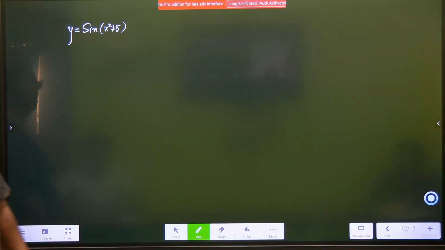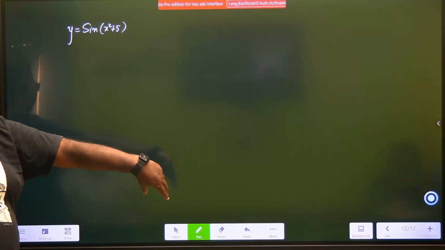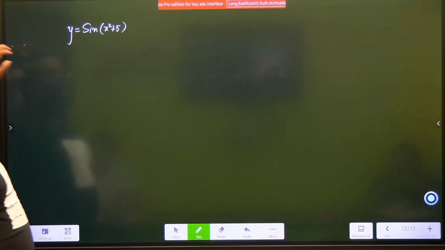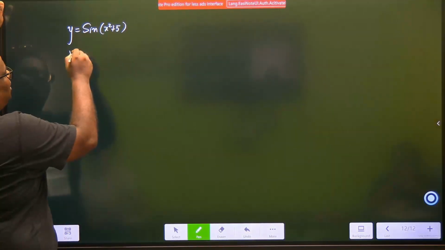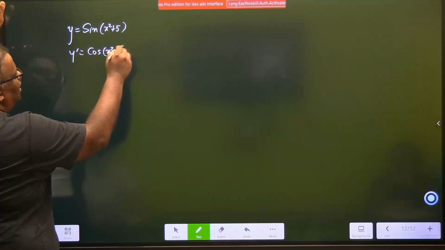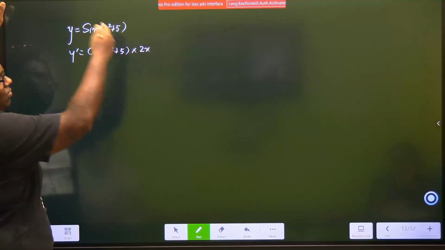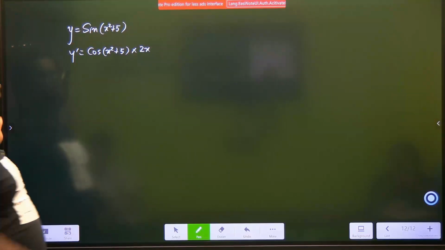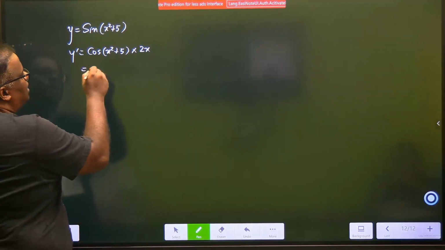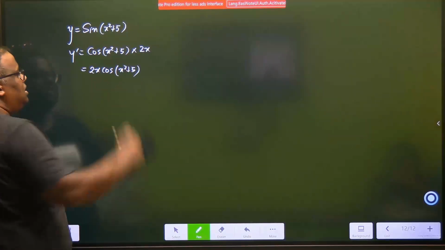What is the dog here? I told you, by 11:30, still not 11:30, you will do it orally. So the answer should be what? You tell me. Cos of x square plus 5 and then differentiate x square plus 5. I think we should get 2x. 5's differentiation is 0. So how do you write this answer? As 2x cos x square plus 5. Is it easy or not?